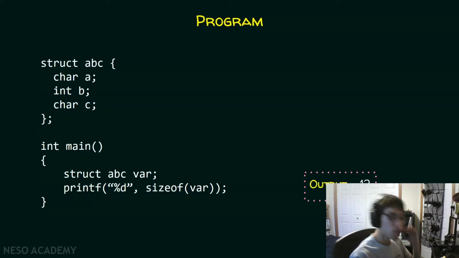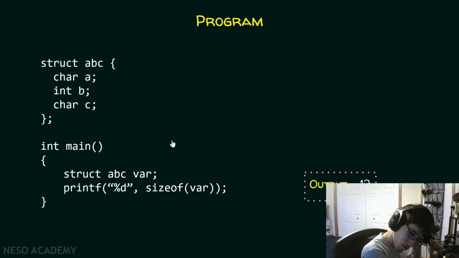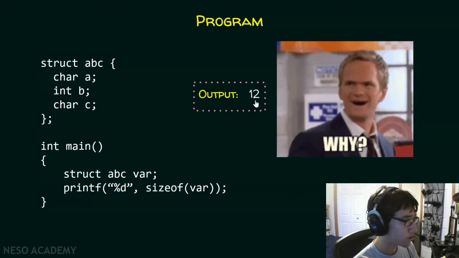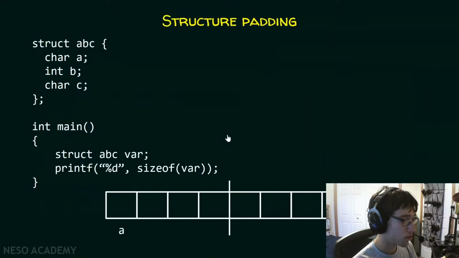In the previous program, we got 8 bytes. In that case also, we have 2 characters and 1 integer. In this case also, we have 2 characters and 1 integer. Why are we getting this output 12? Let's try to understand this properly.